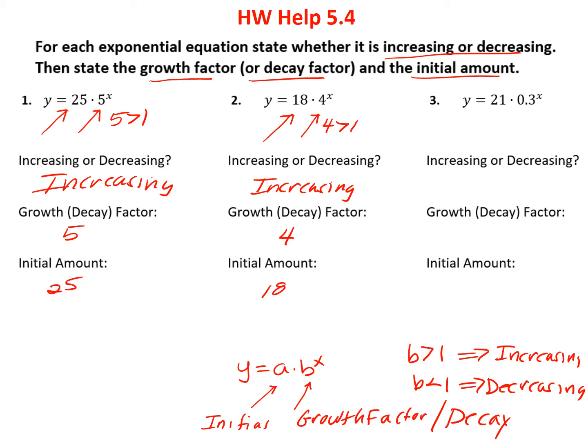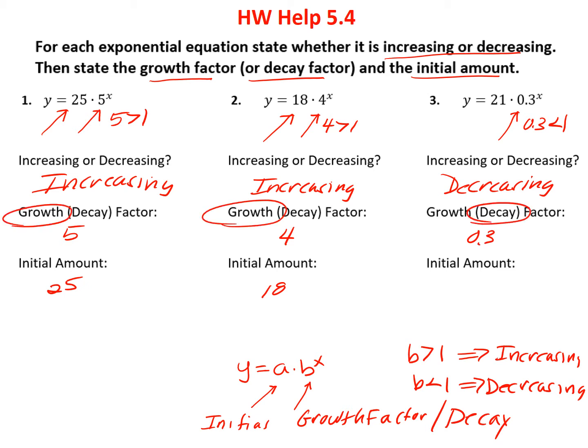On the third one, however, notice here my factor here is 0.3, and that's less than 1. 3/10 is less than 1, so this one is decreasing. And in this case, it is a decay factor. The earlier ones were growth factors. This is a decay factor, 3/10, but my initial amount here is 21.